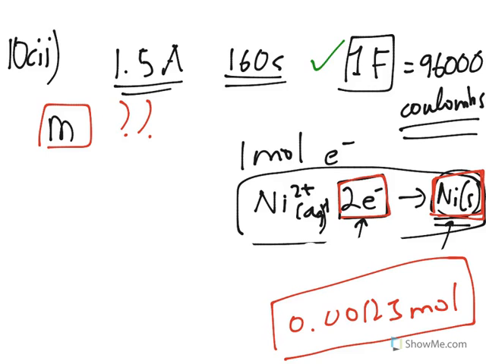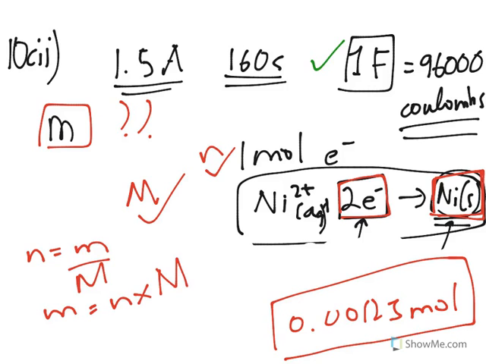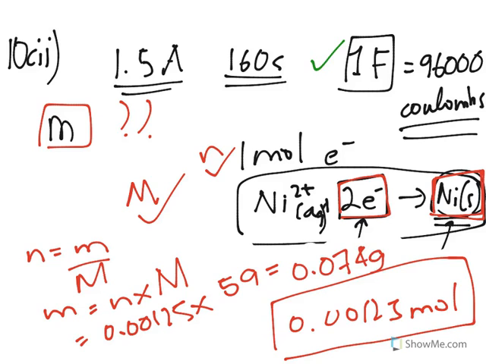So that means that we have the molar mass, we have the number of moles. Now following the equations we've done before, we know that number of moles equals mass over molar mass, and the mass equals number of moles times the molar mass. So in this case it's 0.00125 moles multiplied by the molar mass of nickel, which is just 59 according to the periodic table, and that'll give you a total mass of 0.074 grams. So that is the mass of nickel produced when 1.5 amps of current is passed for 160 seconds.